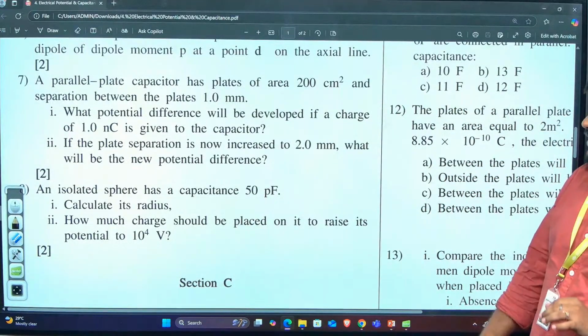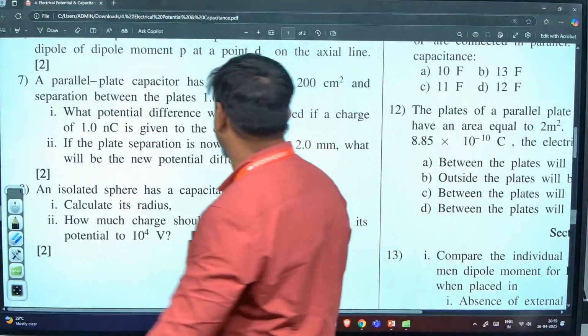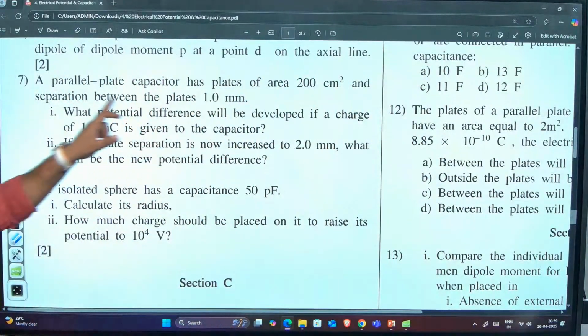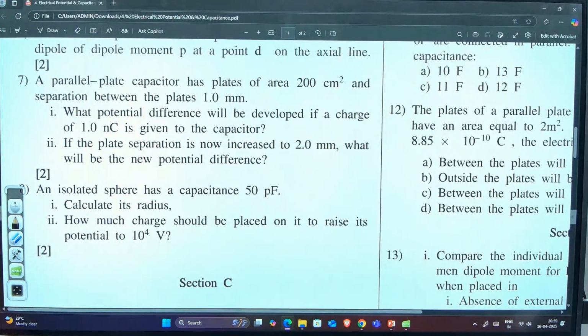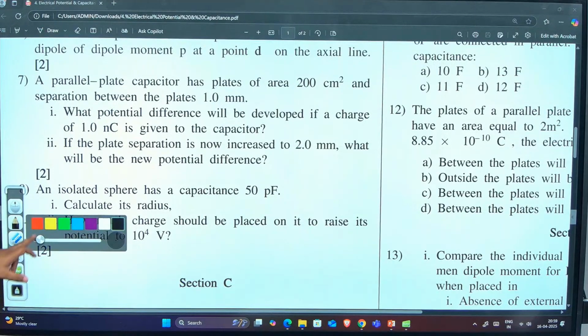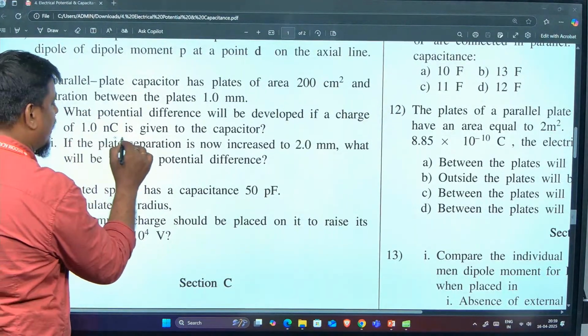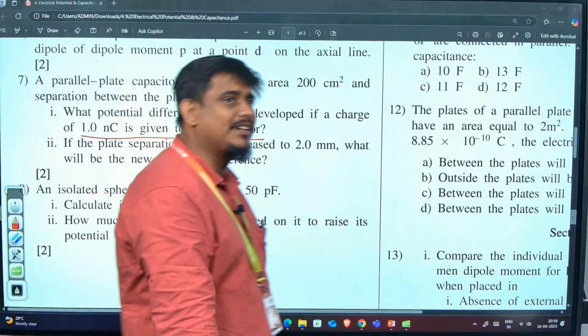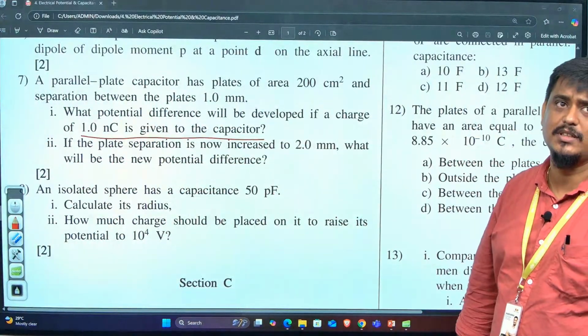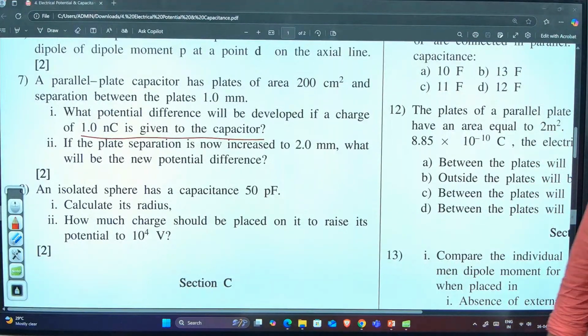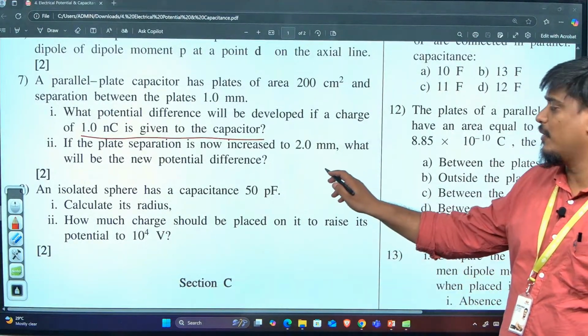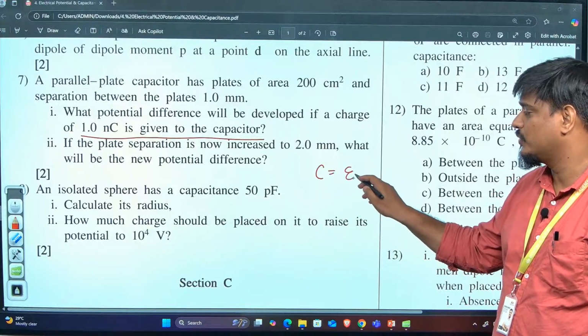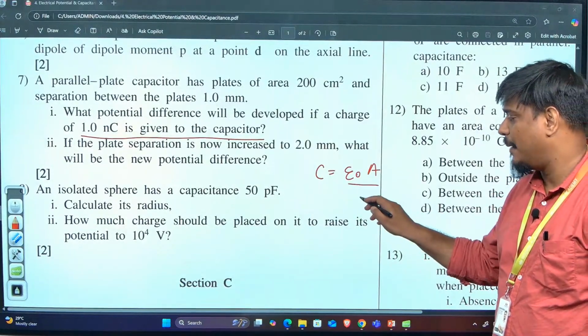So, the 7th question is: the parallel plate capacitor has plates of area 200 centimeter square and separation between the plates is 1 millimeter, and they are asking you to find what is the potential difference if 1 nanocoulomb charge is given to the capacitor. I hope you know the capacity of a capacitor, right, Mr. Kalai Chelvan? What is the formula? Sir, C is equal to epsilon naught A by D.